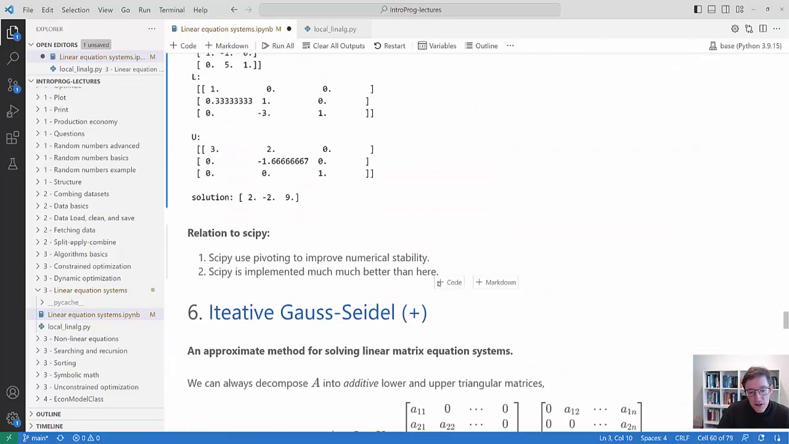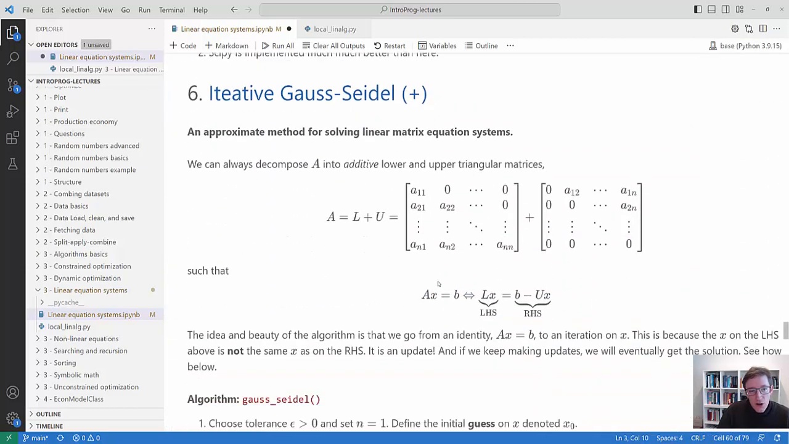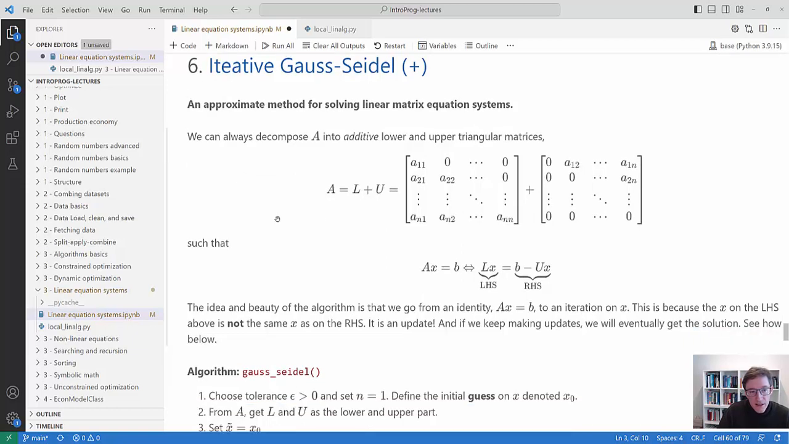Okay, sometimes you might actually not need to solve the matrix system precisely. It might be okay to solve it approximately. And there we can use an iterative solver, like Gauss-Seidel. So let me give you an example of how that can look.